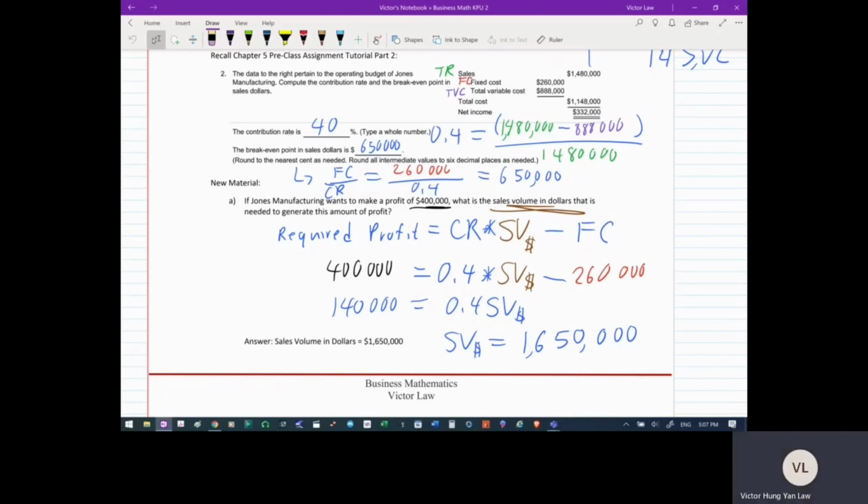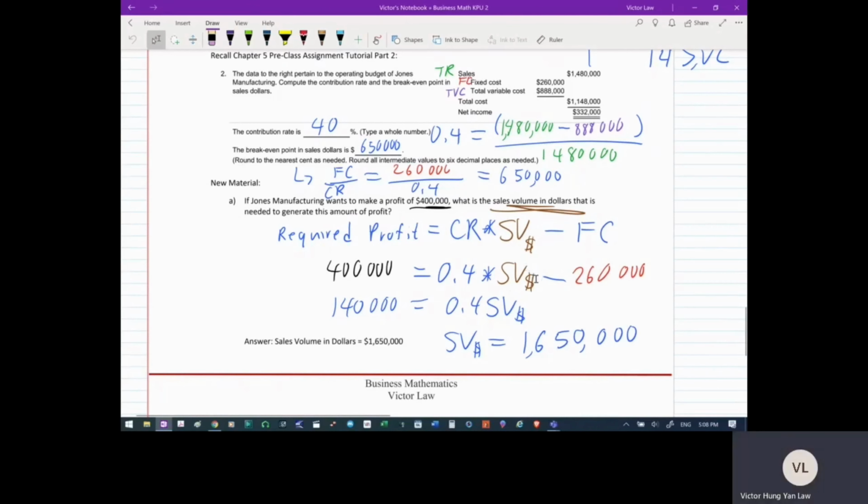Part A, if Joe Manufacturing wants to make a profit of $400,000, what is the sales volume in dollars that is required to generate this amount of profit? What we're asked to calculate here is how much sales we need to generate in order to make a profit of $400,000. The formula you need to know here is required profit equals contribution rate times sales volume in dollars minus fixed costs. What we're solving for is the sales volume in dollars.